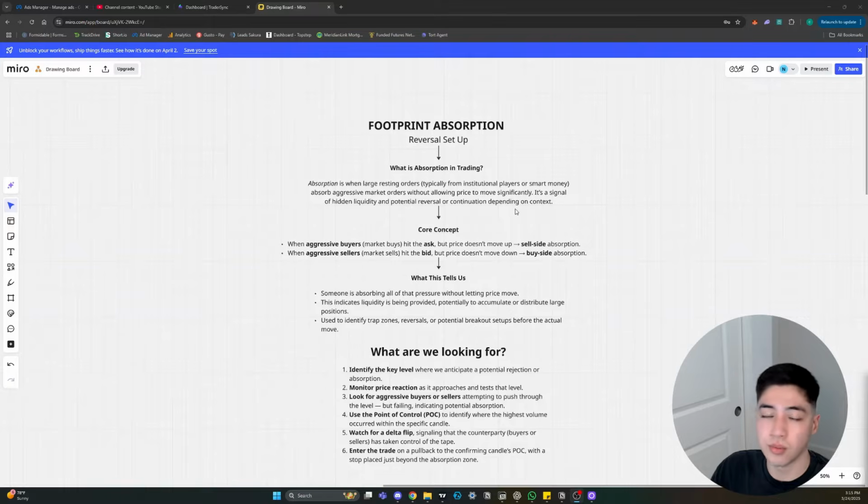And if you don't know what the point of control, or POC, is, in this case we're using it for a candle. So it's the area of the candle that had the most volume traded, and we use it to identify where the highest volume occurred within that specific candle.